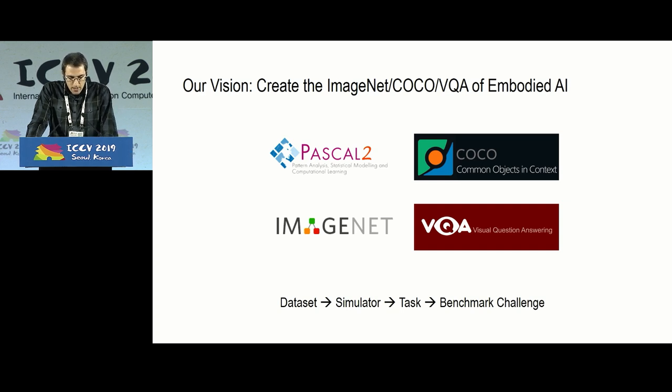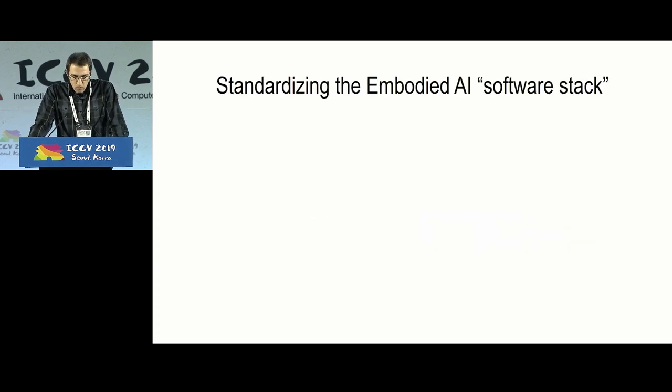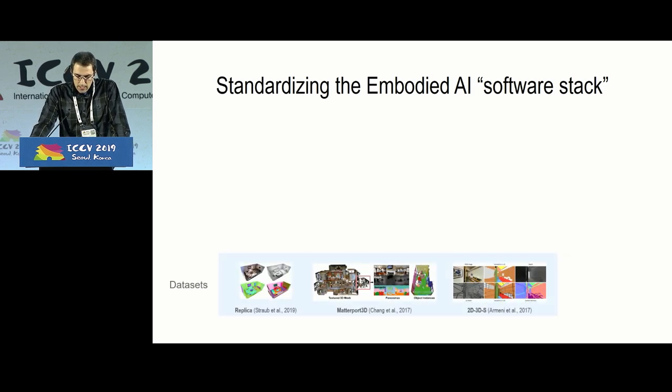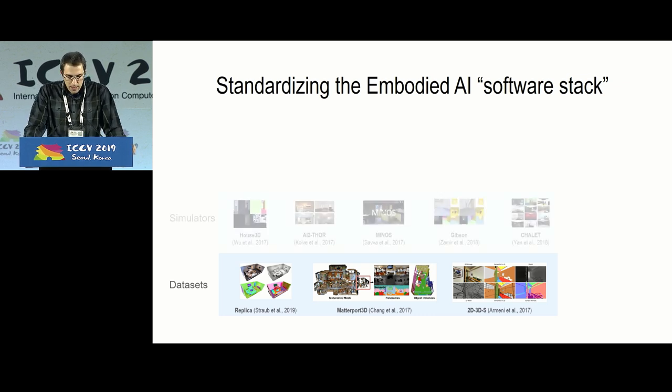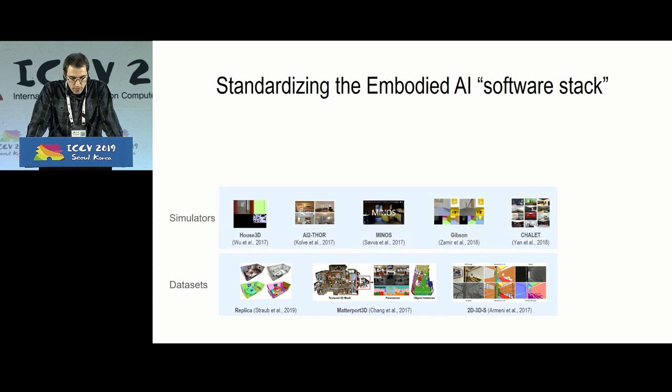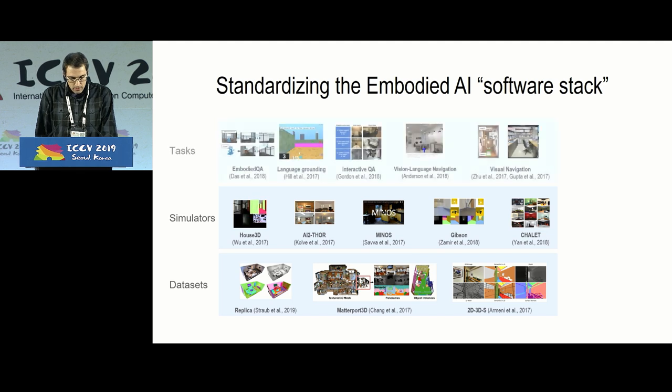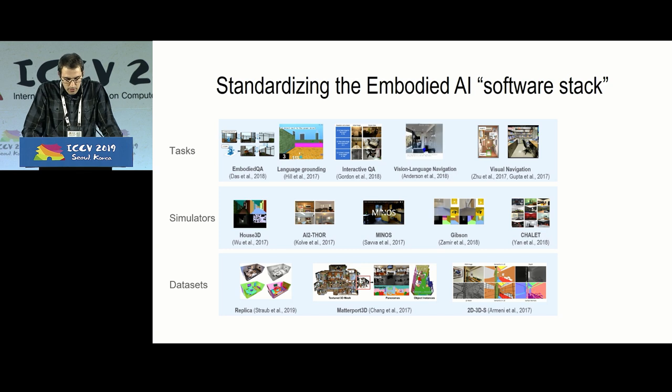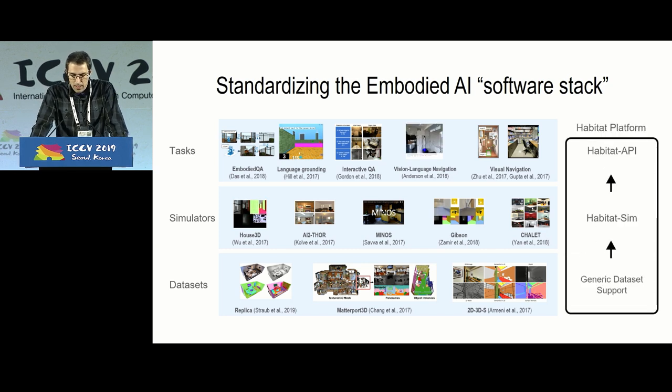Our vision is to create a simulation platform allowing for consistent evaluation through community benchmarks and standardized metrics. Our goal is to standardize the embodied AI software stack. This starts with constructing a dataset layer that can use any existing and future 3D environments, then a simulation layer that learns from the successes of recent efforts and focuses on generality and performance, and on top of this, a task specification layer for defining and evaluating embodied AI tasks. These three layers form the Habitat platform.